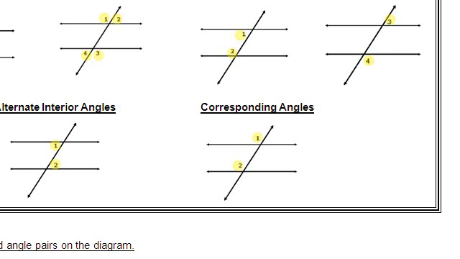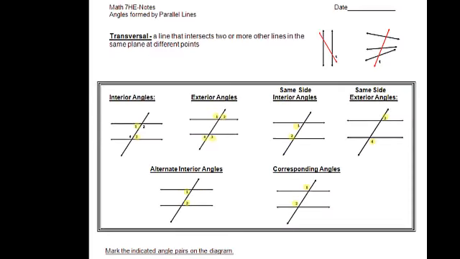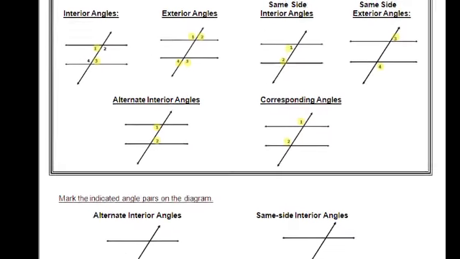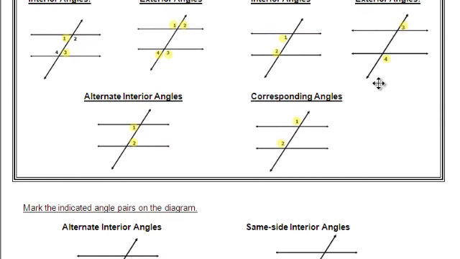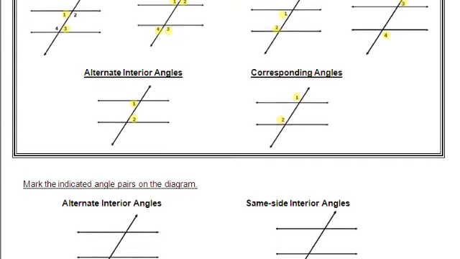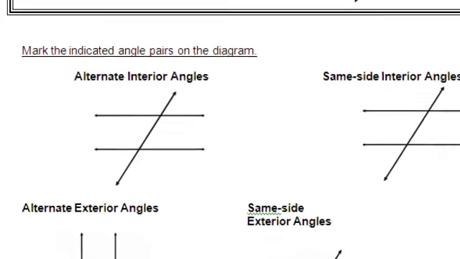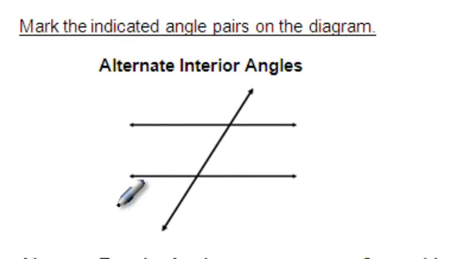So let's take out your notes now, and we'll talk about these angles. So we've defined the transversal. We talk about interior angles, exterior angles, same side interior, same side exterior, alternate interior, and corresponding. So what I'd like you to do here is mark the angles on the diagram. Say, for instance, that alternate interior would be like this, and you just need to show me one pair.